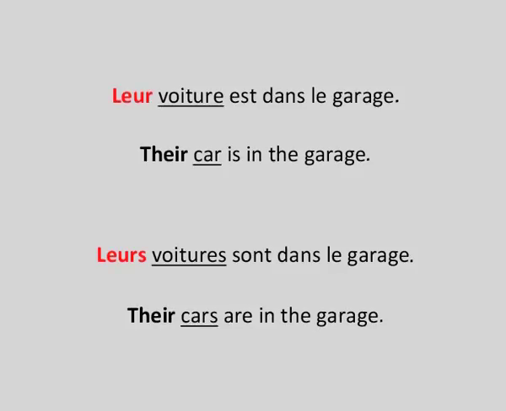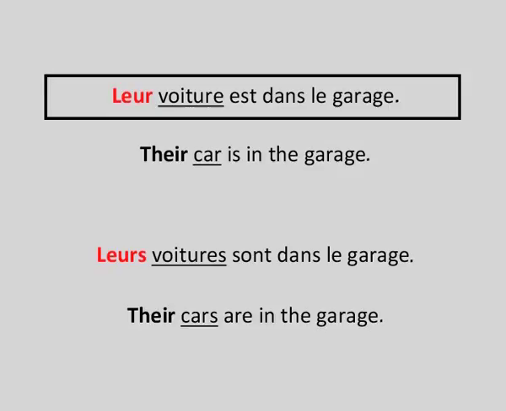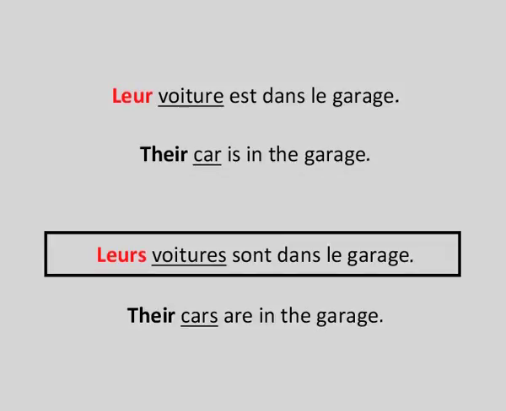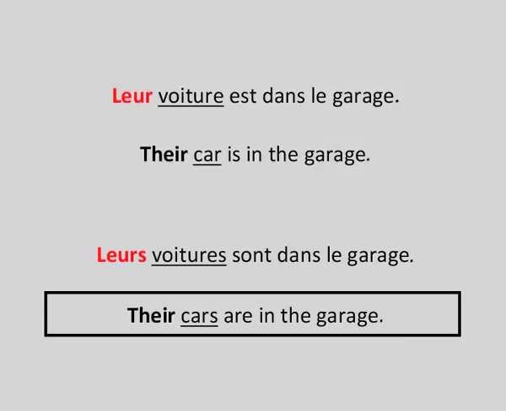And finally, let me make a sentence with leur and leur. Leur voiture est dans le garage. The English translation of this sentence is their car is in the garage. Again, if we replace leur by leur, the sentence would be leurs voitures sont dans le garage. And in English, the translation would be their cars are in the garage.